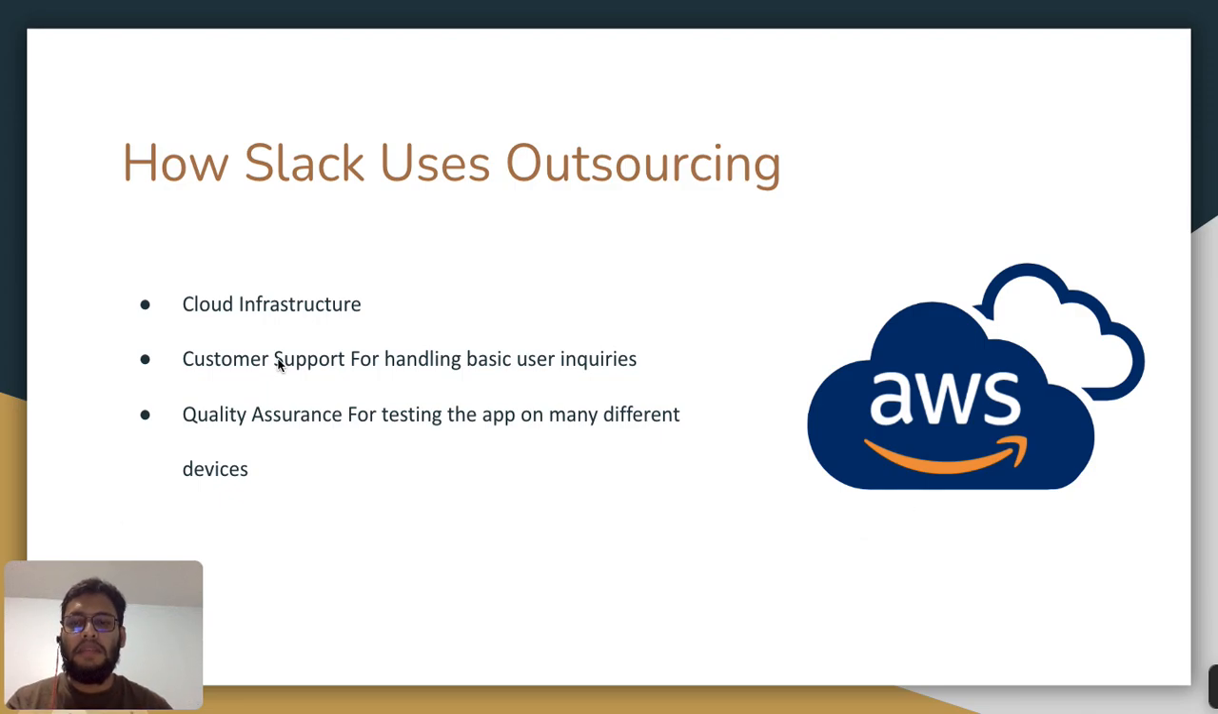Instead of building their own or maintaining and securing their own physical data centers, which is an incredibly expensive and complex system, Slack runs their entire platform on Amazon cloud services. This is a form of outsourcing. They are paying another company, which is Amazon, to handle their core infrastructure. But it doesn't stop there.